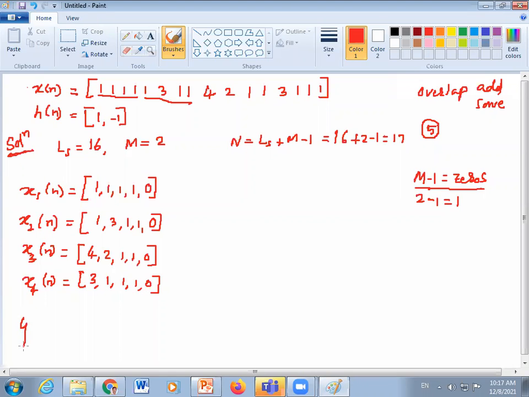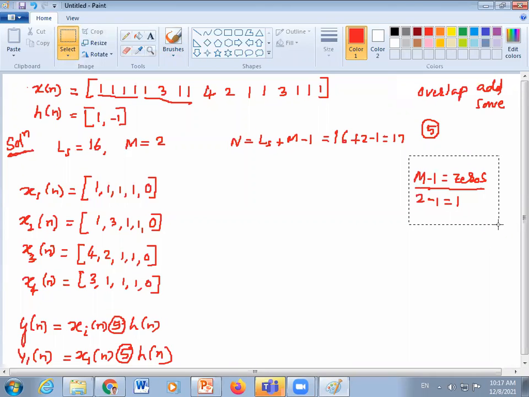So how do we calculate y of n? xi of n will be convolved with h of n using a 5-point circular convolution. So first, if I want to calculate y1 of n, I will write it as x1 of n 5-point circular convolution h of n. Now, hope everyone has understood the block formation. Any doubt here? Anybody has any question?